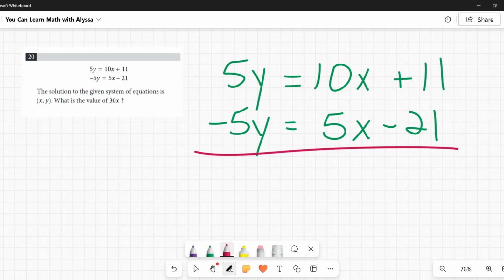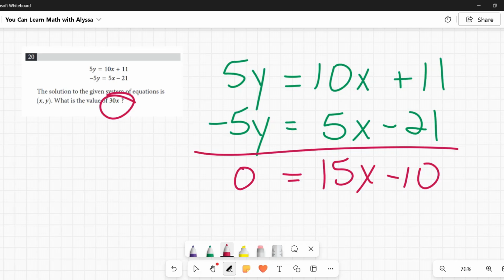5y and -5y, they're already opposites. I don't have to multiply by anything, change anything. I'm good. 5y plus -5y is 0. 10x plus 5x is 15x. And 11 plus a -21 is a -10. Okay, so now I can solve for x. And that's my goal anyway, because I'm trying to get to 30x. So I don't really care what y is. I just need my x. So to solve for x, I have 15x minus 10. I want to undo what's been done to x. I'm going to add 10 to get rid of that minus 10.